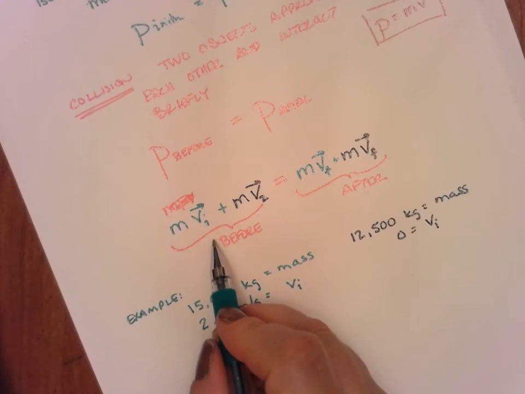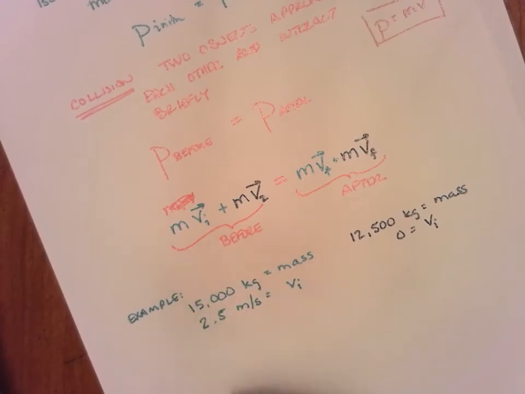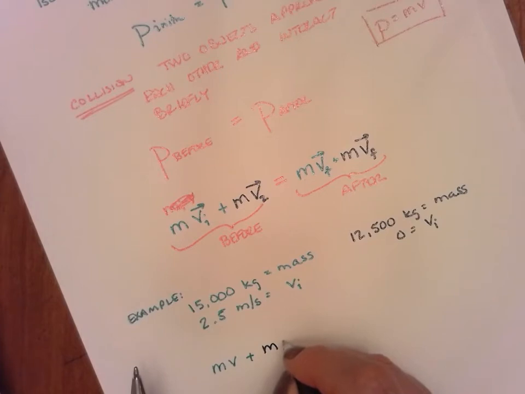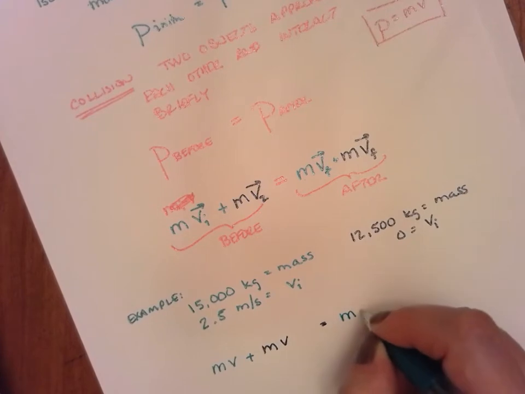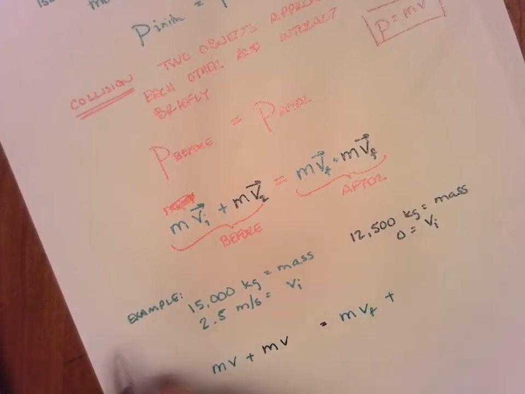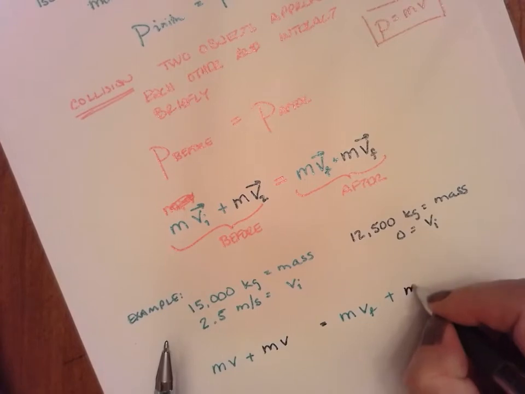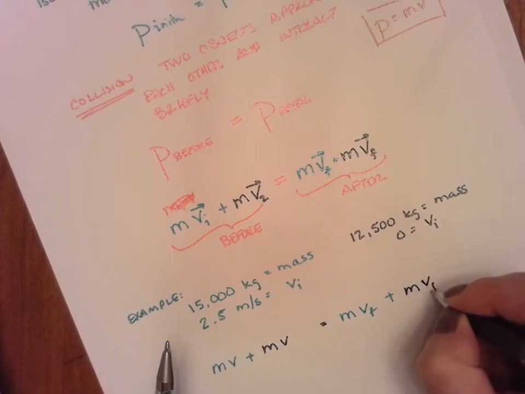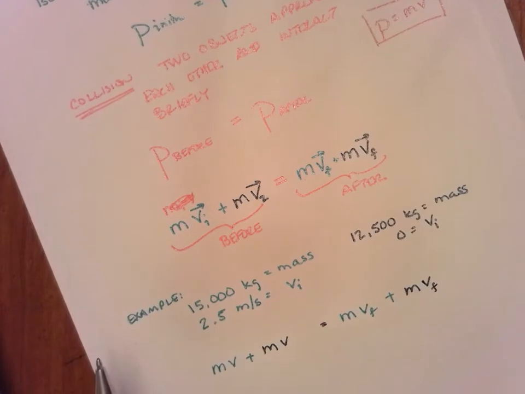So my mass 1 times velocity 1 plus mass 2 times 0 is going to equal my mass and its new velocity plus this mass and its new velocity. All right. The black freight car is 0 to start with, so anything times 0 is 0.